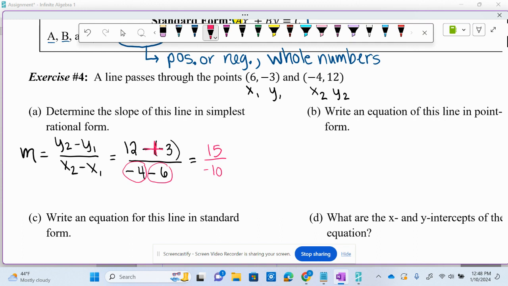Turns it into the fraction negative 3 over 2. Okay? I'm going to try to be really intentional about showing you guys things on your calculator.